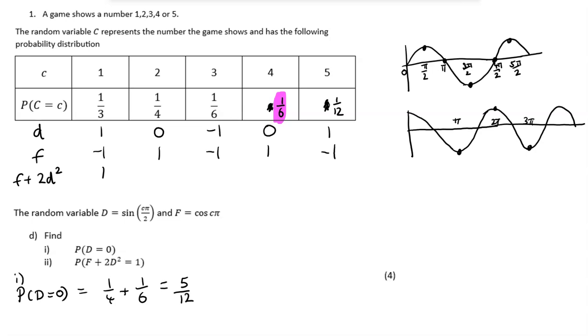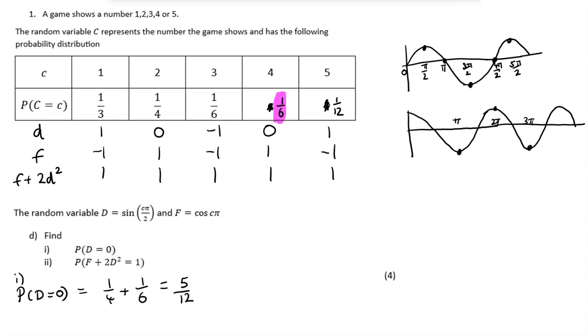Then we do f plus 2d squared, so that would be 1 plus 2 times 0 squared. Also 1. Then we do -1 plus 2 times -1 squared, which is also 1. Interesting. We do f plus 2d squared again, so 1 plus 2 times 0 squared, and something funny is happening here because we've got 1 again, and then we do it one more time. We find out actually we get 1 another time. So it's always guaranteed that we get 1 when we do this.